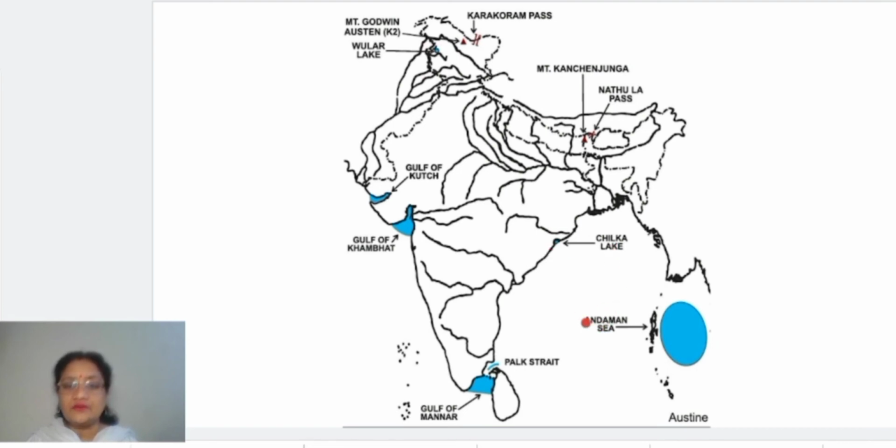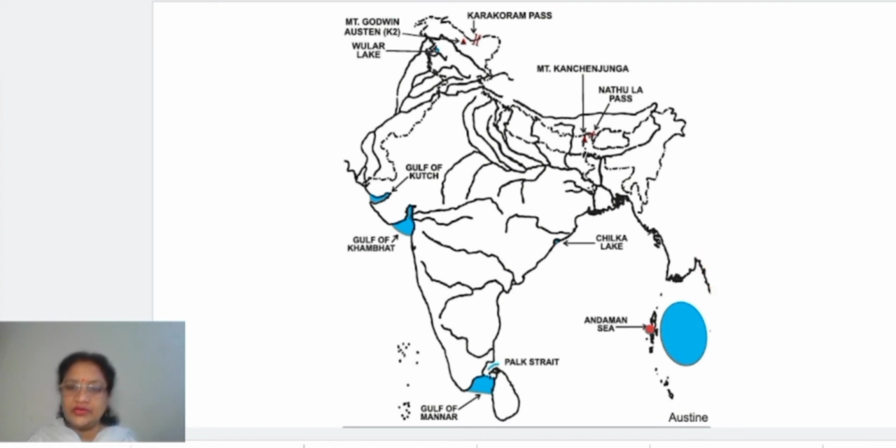Clear? Now come to one of the seas we have to mark here, that is Andaman Sea. Only one sea we have to mark, Andaman Sea. You can see here Andaman and Nicobar Islands are given. Clear? In the map it's very clear. Andaman and Nicobar Islands. Now very close to that, on one side Andaman Islands are there and on the other side Myanmar. Right? This side it is Myanmar.